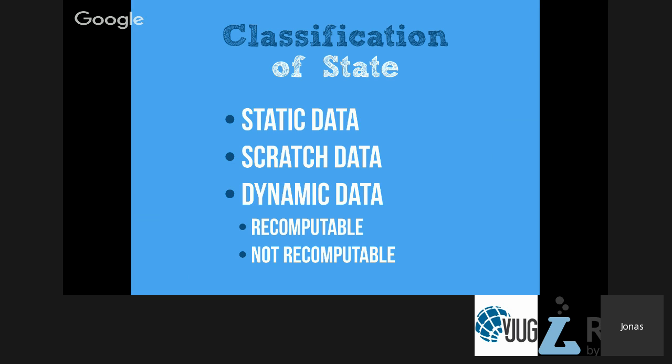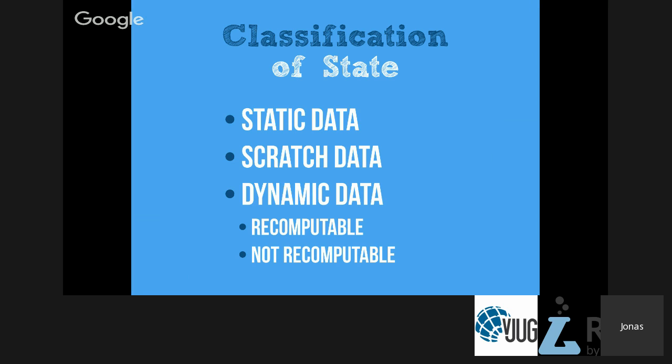Then you have scratch data. Scratch data is temporary data that you use in computations. That's transient. If you lose it, no big deal. You can just redo the computation. The interesting thing is dynamic data, and dynamic data can also be categorized in two different categories. You have recomputable dynamic data, which can be recomputed from something, a sort of variation of static data.